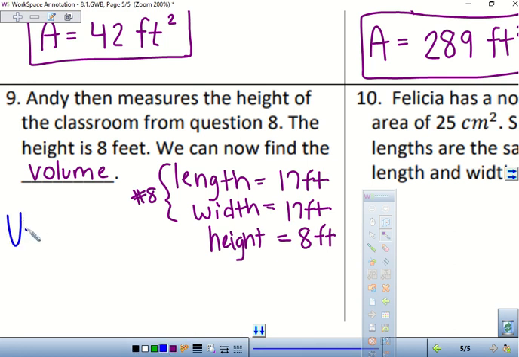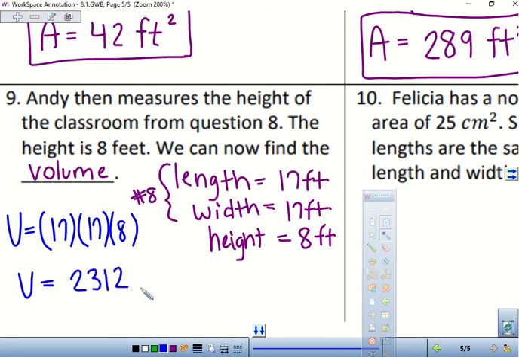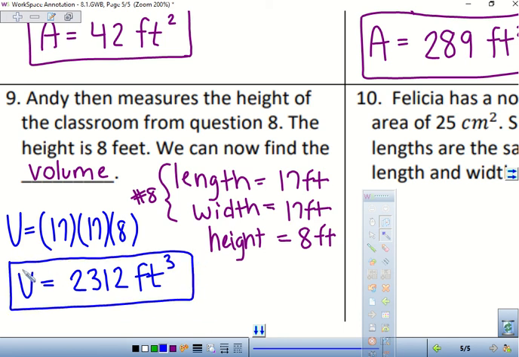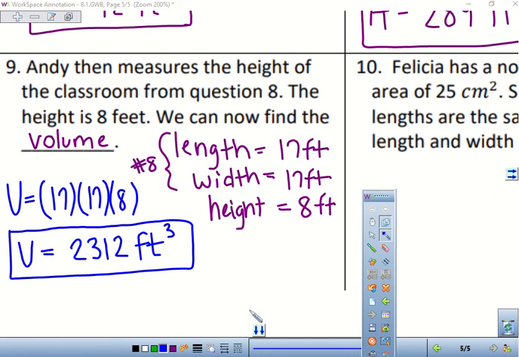Yeah. So volume is equal to 17 times 17 times 8. So 289 times 8. Correct. That's 2,312 feet to what power? Good, it's volume, so it's to the third. So this is the volume of the classroom, basically. Volume versus area. Is everyone good with this one so far?